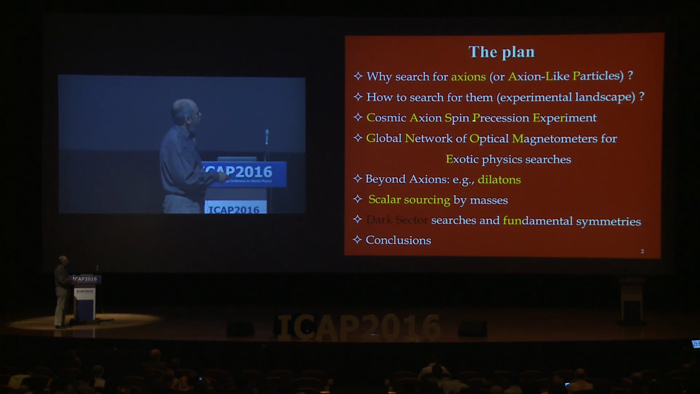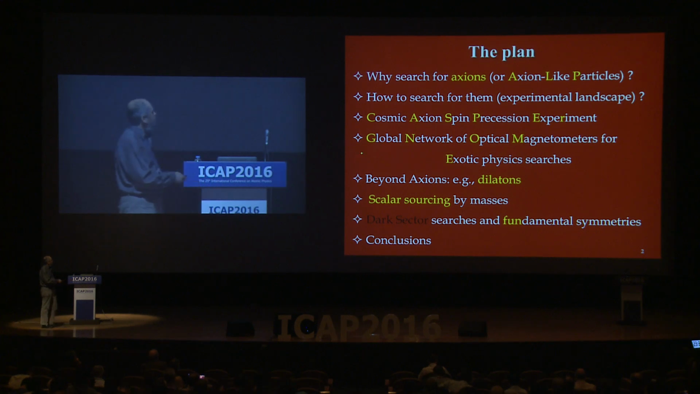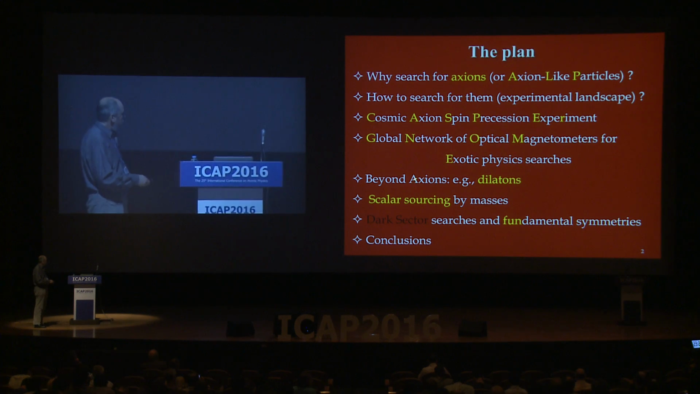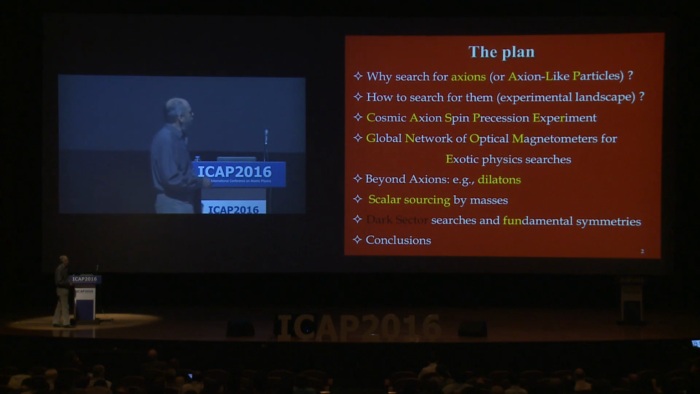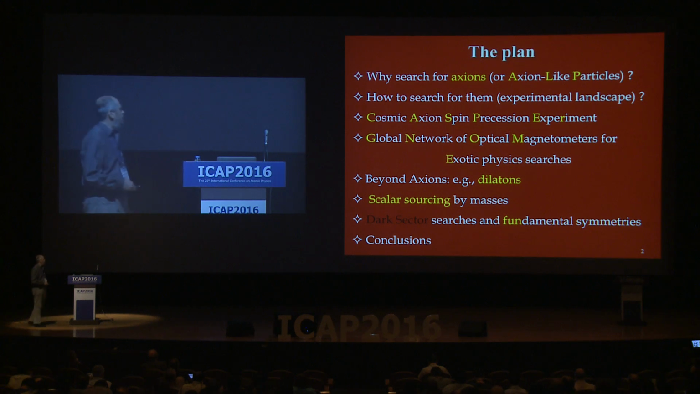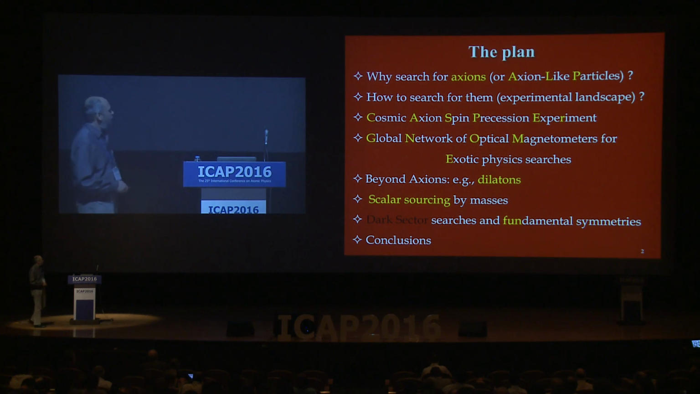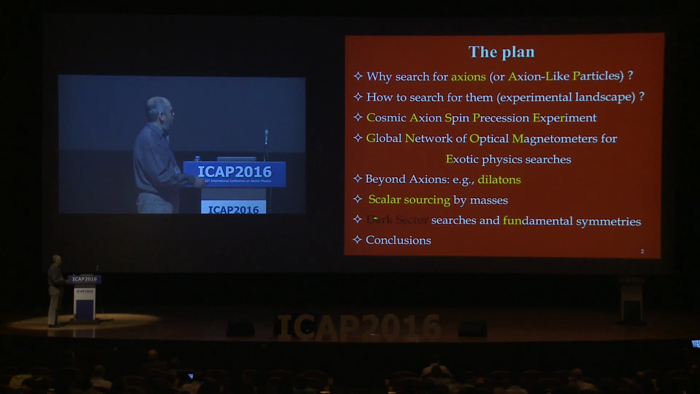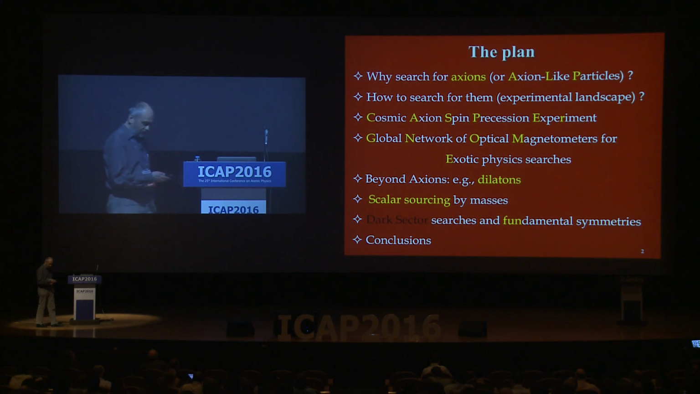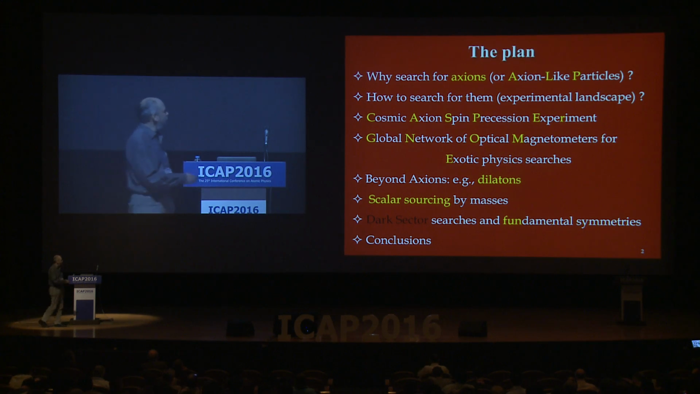There's a cosmic axion spin precession experiment, or CASPEr, and another experiment called Global Network of Optical Magnetometers for Exotic physics searches, or GNOME. And then I will speak a little bit about some other potential candidates for dark matter, dilatons, and how we look for them using dysprosium atoms. And then I'll tell you about the most recent experiments, as recent as last week, I should say. The paper was put on the archive then. And then finally, maybe I'll make some remarks about some new motivations for doing sort of classical kind of atomic physics experiments that are motivated by these dark matter searches.